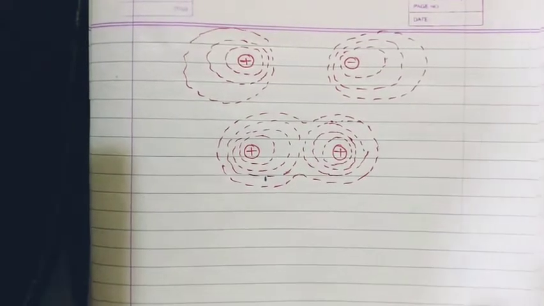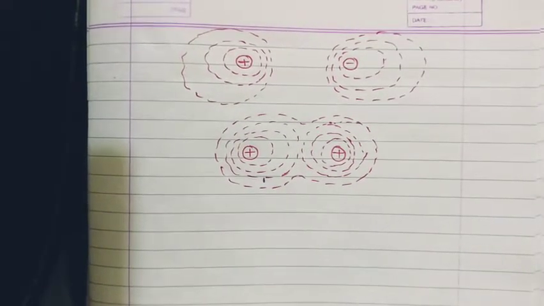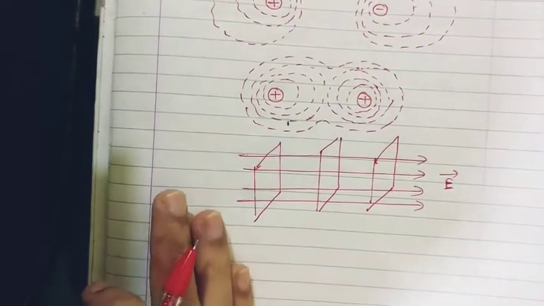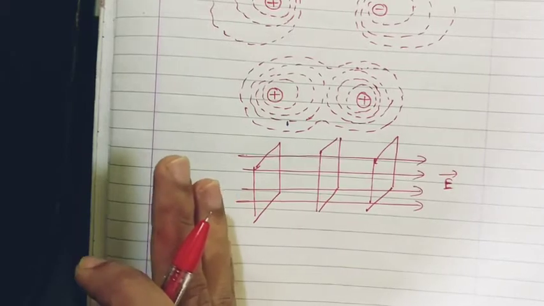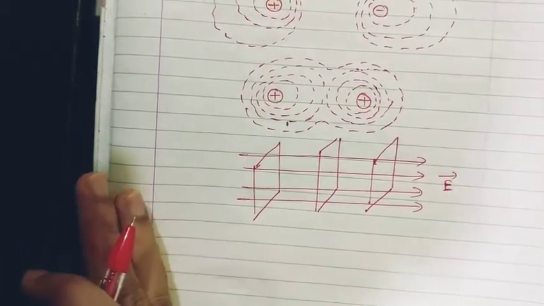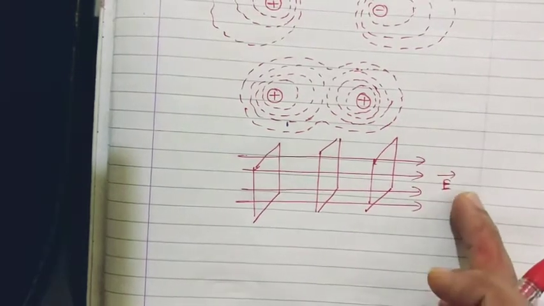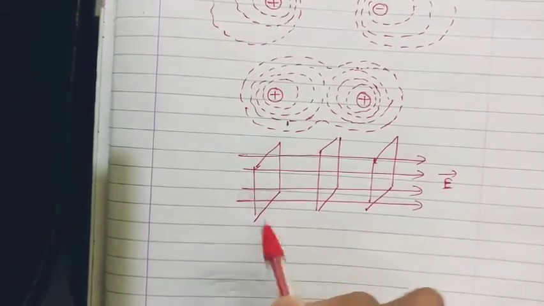charges. For a uniformly charged sheet, for example, the equipotential surfaces will look something like this. Let's assume that there is some infinite plane sheet which is uniformly charged, producing a uniform electric field E. In that case, the equipotential surfaces will look something like this.